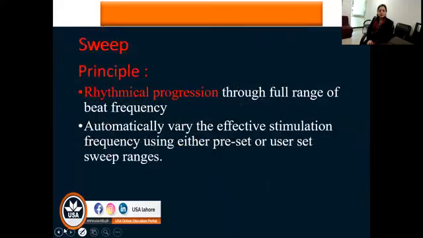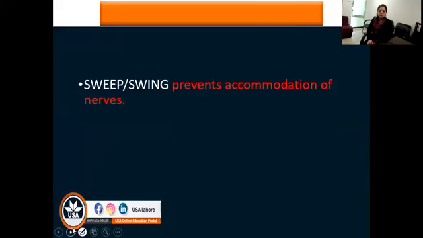This is another way to represent the swinging, that is the sweep pattern. This is a rhythmical progression through the full range of the beat frequency. It automatically varies the effective stimulation frequency using either preset or user set sweep ranges.